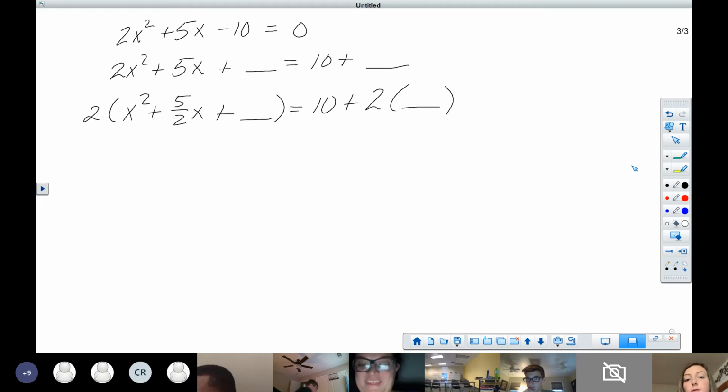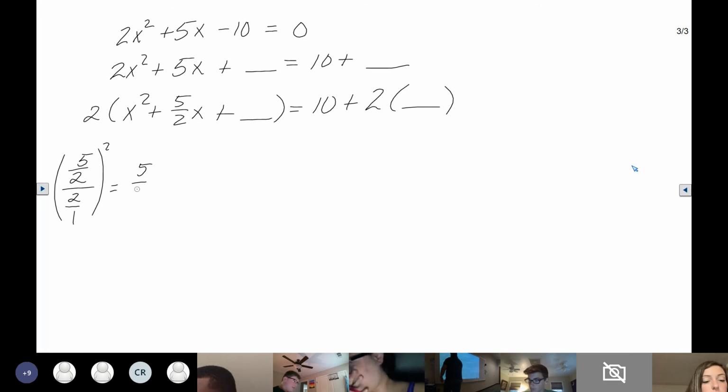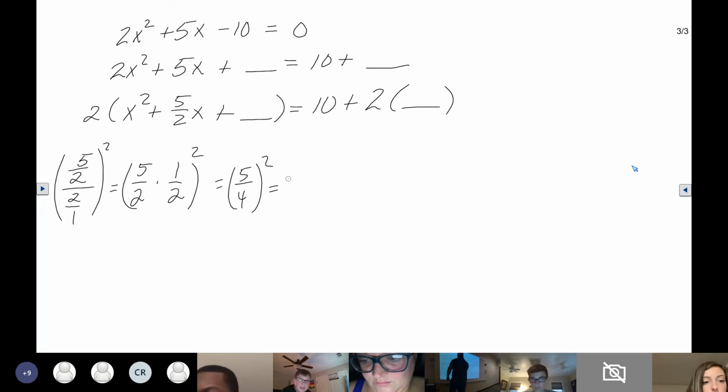All right. 5 halves divided by 2 over 1, squared. 5 halves multiplied by 1 over 2, squared. 5 over 4, squared. 25/16.